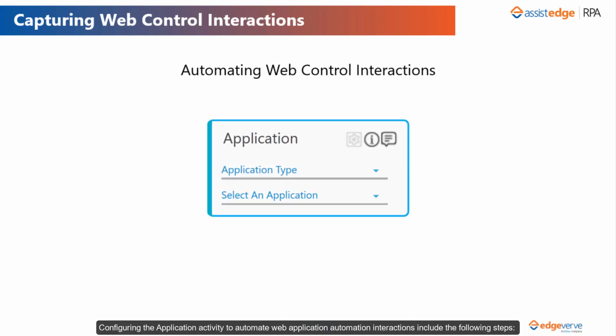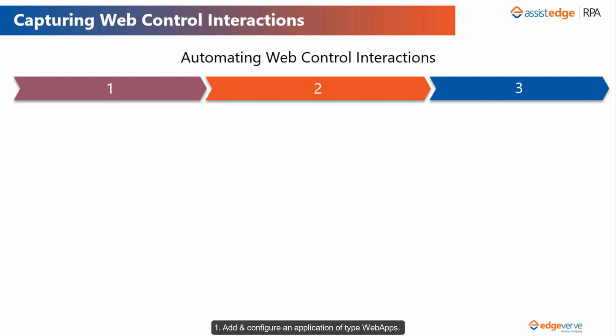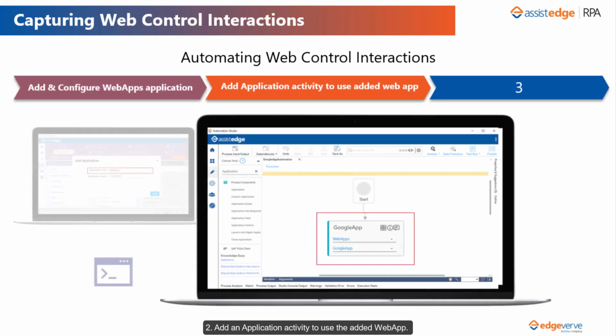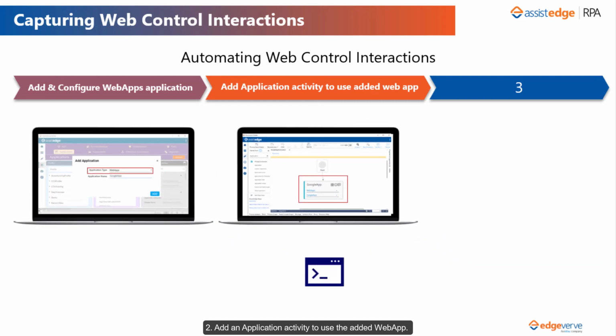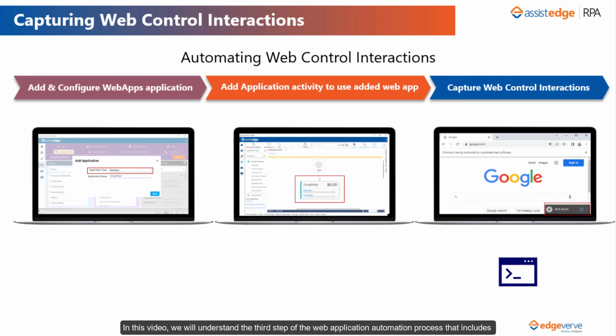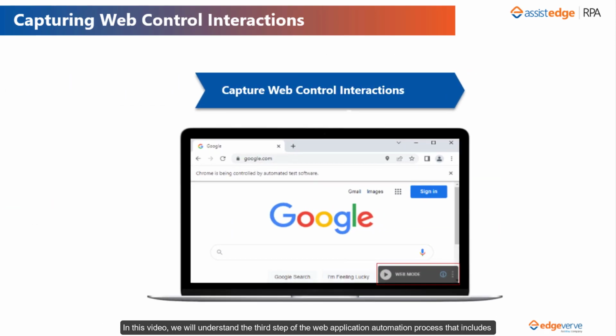Configuring the application activity to automate web application automation interactions include the following steps. Add and configure an application of type web apps. Add an application activity to use the added web app. For the bound web application, capture the web control interactions using the multimodal dialog box. In this video, we will understand the third step of the web application automation process that includes capturing the web control interactions using the multimodal dialog box.